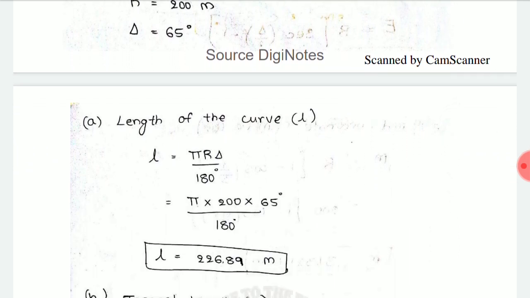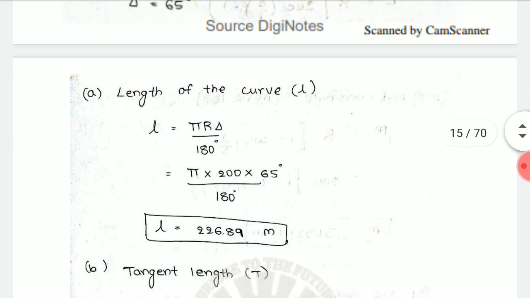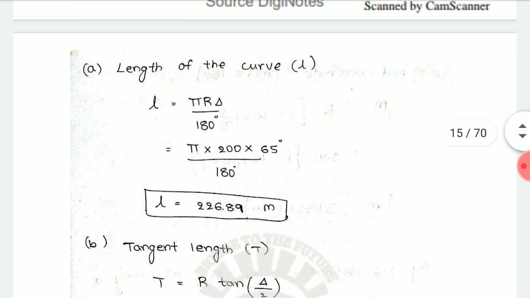Now I need to calculate first the length of the curve, that is pi R delta by 180 degrees. Since he has given it in terms of degrees, I will use L is equal to pi R delta by 180 degrees. If he has given it in terms of radians, R into delta will give you the length of the curve, or else you can convert the radians into degrees and use the same equation, that is pi R delta by 180 degrees. Substituting the values, we get the length of the curve as 226.89 meters.